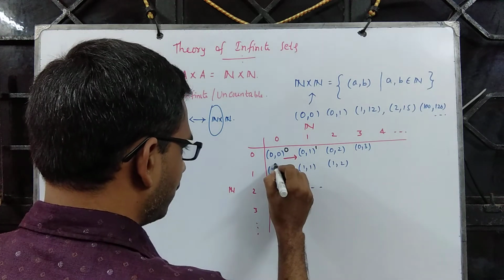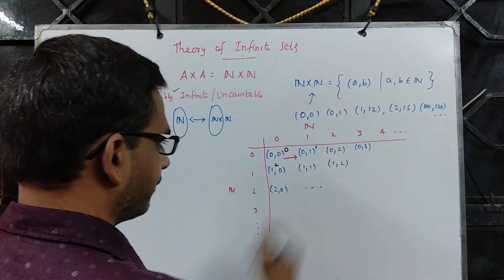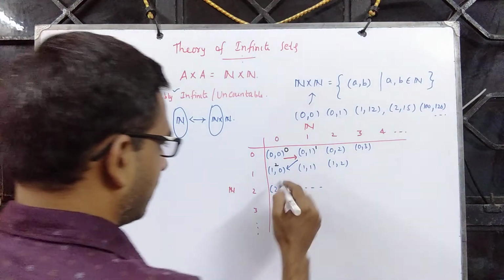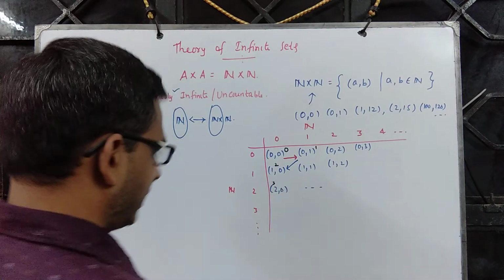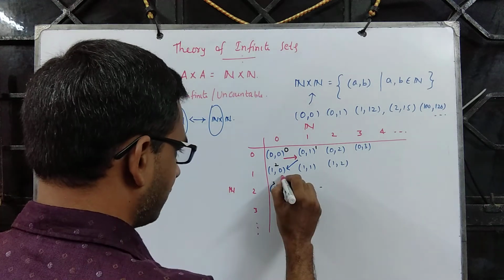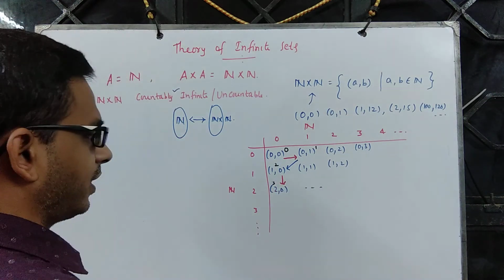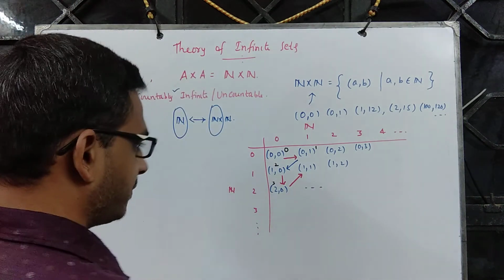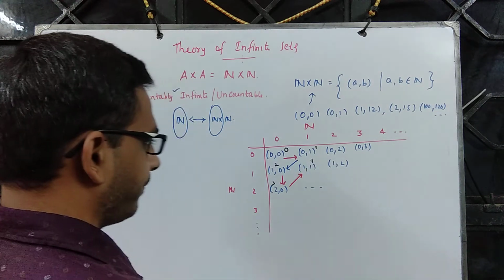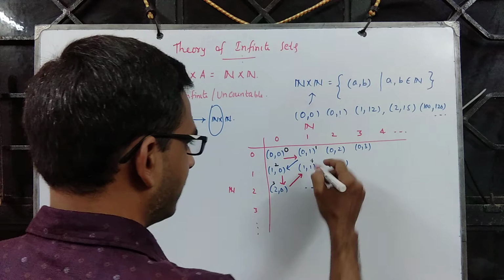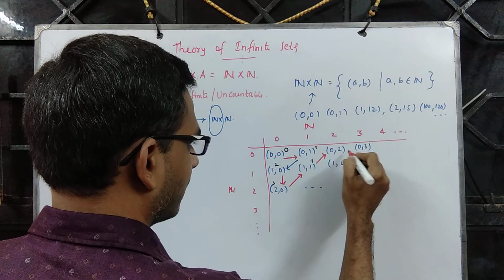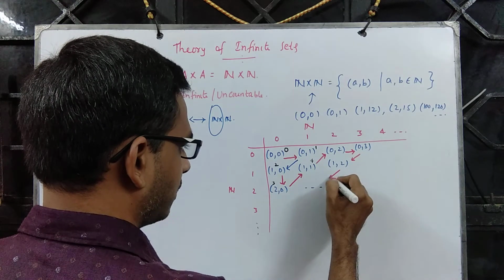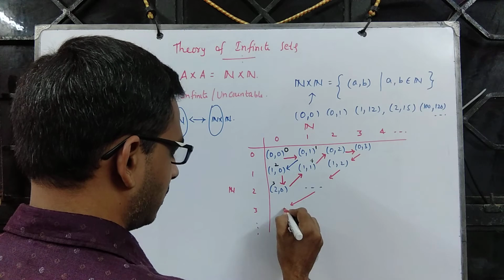Then let me map this to 2, which means from this I'll come like this. Then let me map this one to third, which means I'll come down. Then I'll go up. Then this is mapped to 4. Then you go up. Then you take right. Then you come down, come down, come down. Then like this.